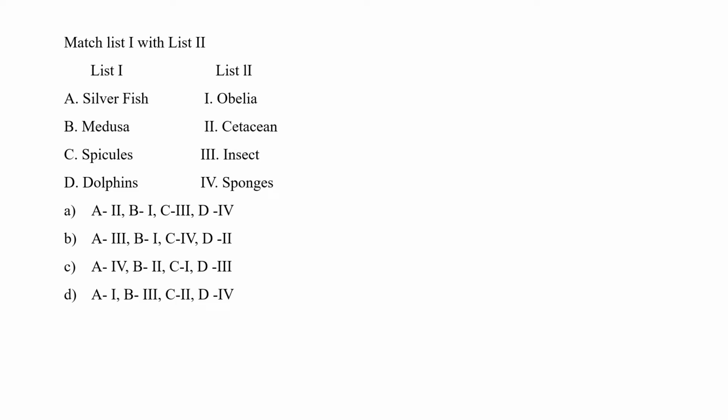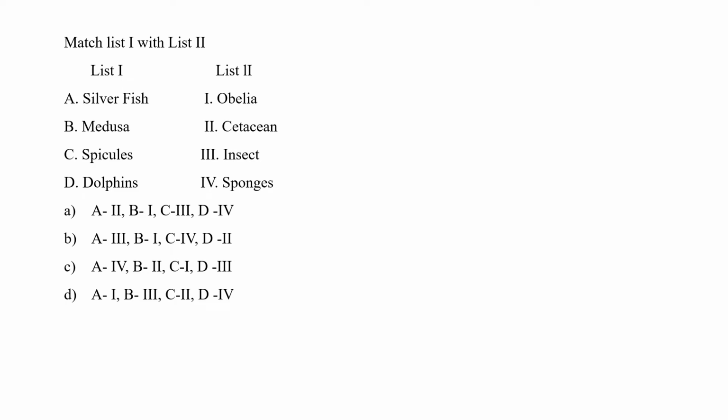Obelia is a marine colonial trimorphic hydrozoan which possesses polyp, medusa, and blastocyst stage in its life history. So option number B, medusa, matches with Obelia. Option number C, spicules. Basically, spicules are calcareous structures that form a supporting skeleton in sponges. So option number C, spicule, matches with sponges, that is 4.